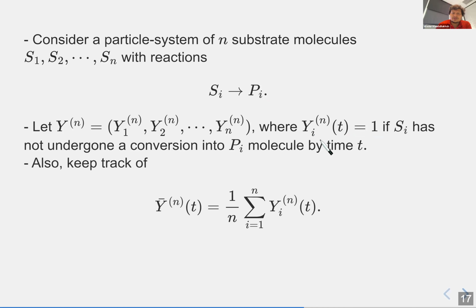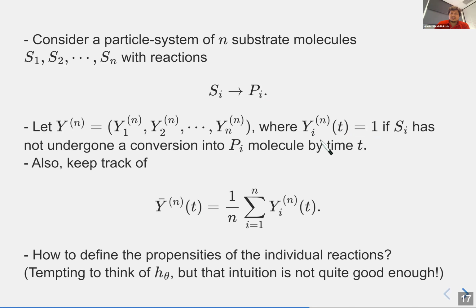And also keep track of the average, the average of these stochastic processes. Now, when the number of particles is very large, intuitively we feel this average should be very close to the deterministic limit, the ODEs. But we need to define the propensities for these reactions. So you see, I have defined that there are n reactions. How do we define the propensities for these reactions?